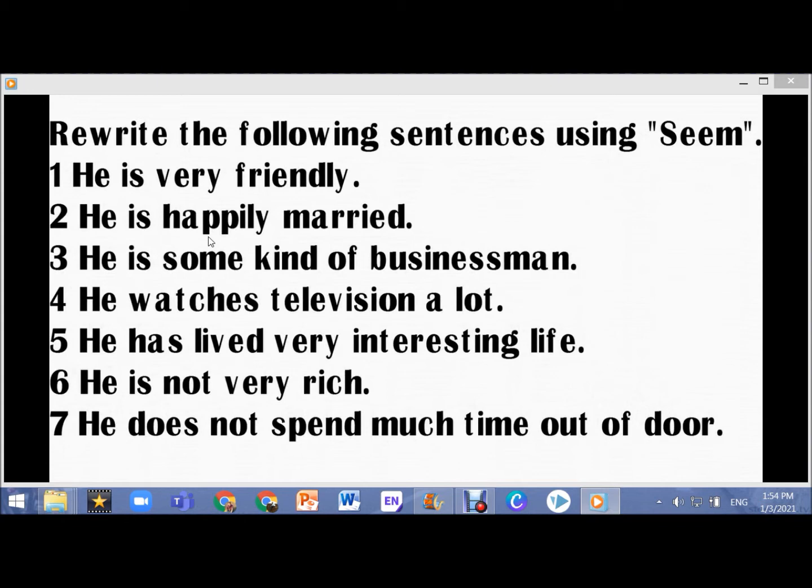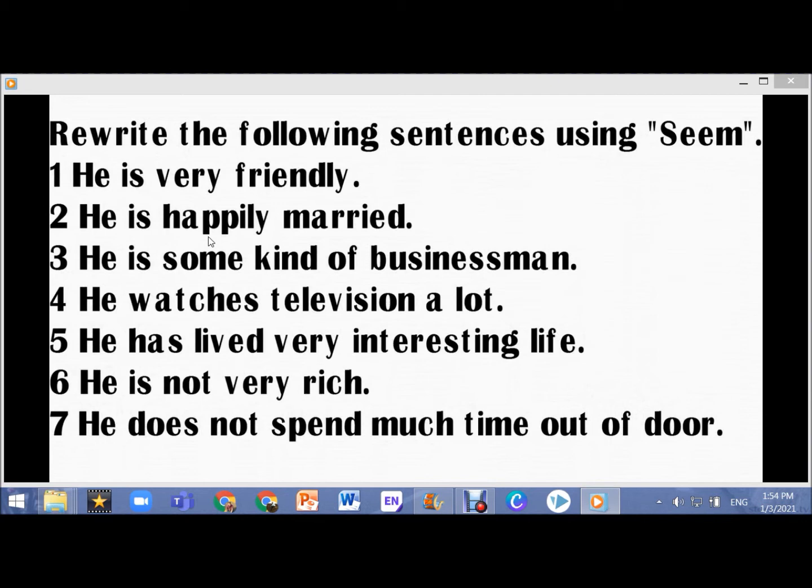But question number 3 is a bit different. Let's say "some kind of businessman" is a noun. So in the case of a noun, what do you have to do? You have to write "to be". You should not put it within brackets or avoid it. For example, he seems to be some kind of businessman. Like number 4, the verb 5 should change into verb 1: he seems to watch television a lot. Like "has" changed into "have".